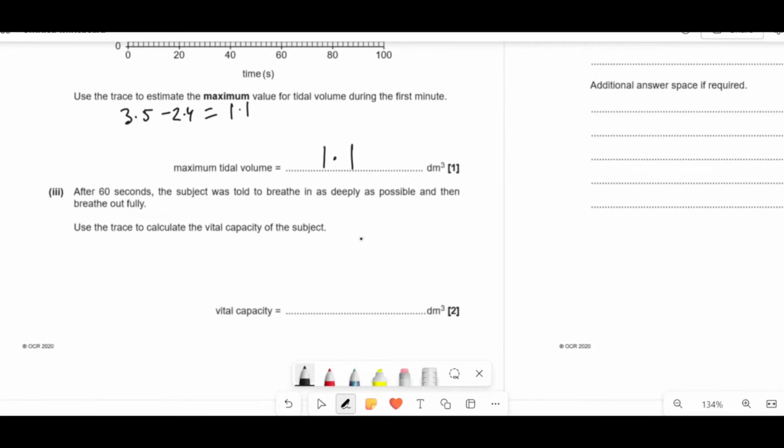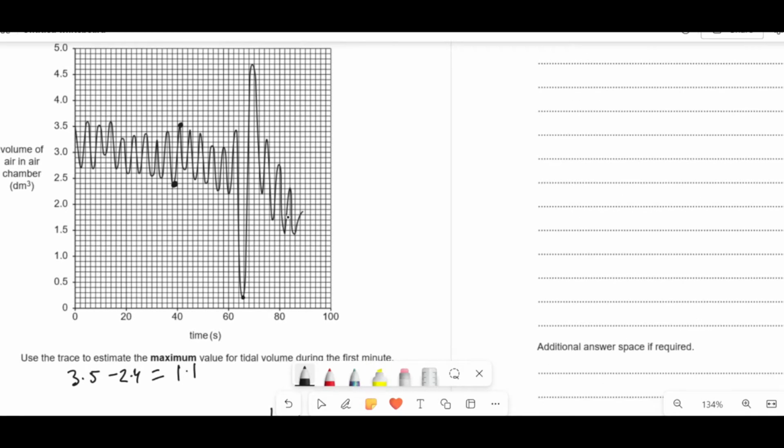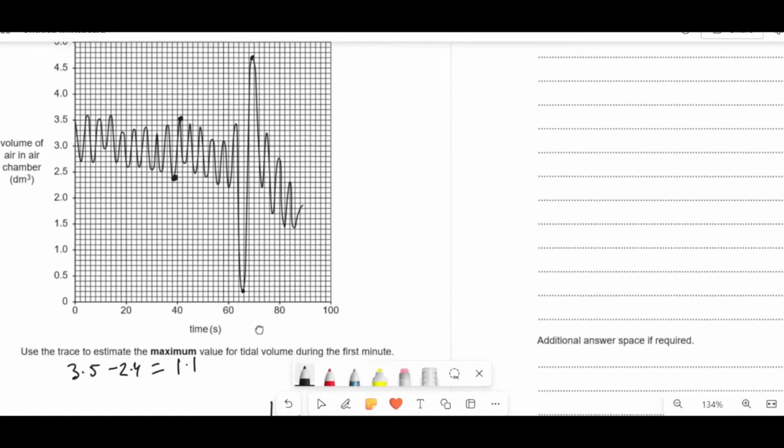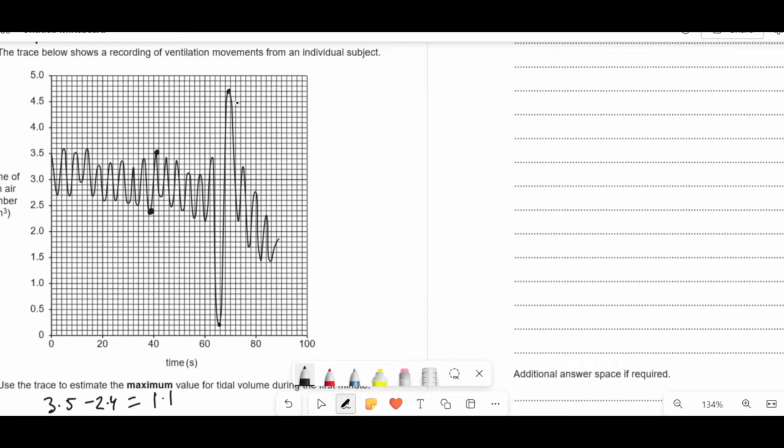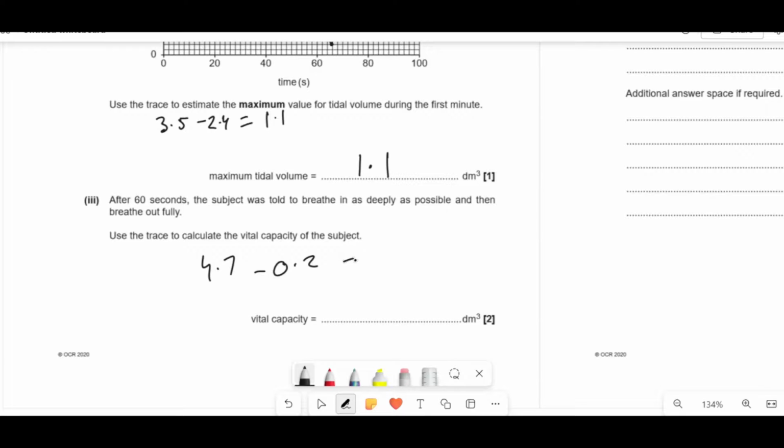The vital capacity is the maximum volume of air that could be breathed in or out. So here, we need to look at the lowest point possible and then the highest point possible, because that's them breathing out as much as they possibly can, because it's the volume of the air in the chamber. So the minimum point possible is 0.2, and then the highest point possible is like 4.7. So it'll be 4.7 minus 0.2, which is 4.5 decimeters cubed.